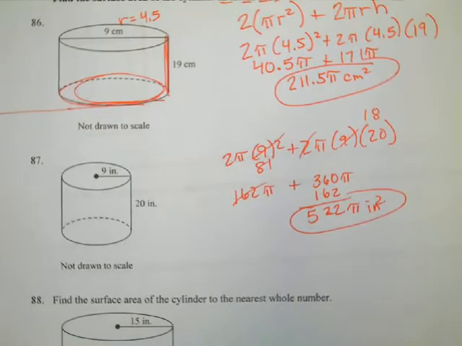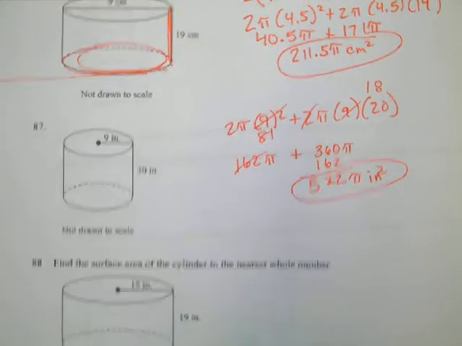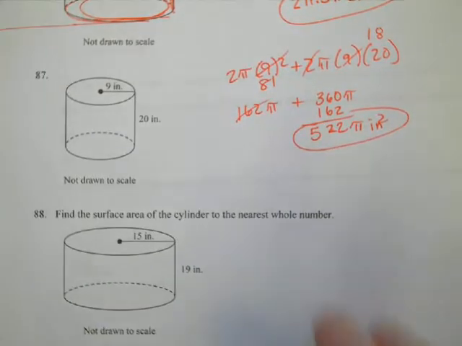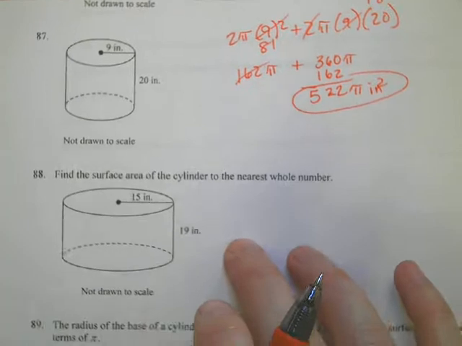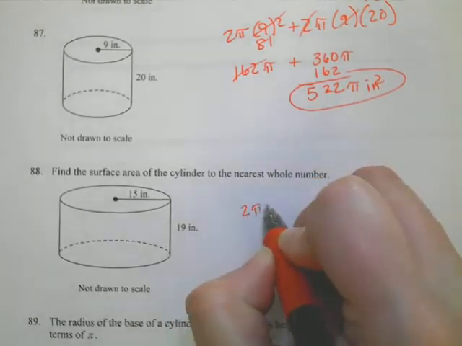Alright, one more surface area of a cylinder, and this one wants it to the nearest whole number, so we are actually going to be computing pi in this one. But the formula is the same. 2 pi times the radius of 15 squared plus 2 pi times the radius of 15 times the height of 19. If you're thinking that these problems look familiar, it's because they should. You've seen all of these on tests.